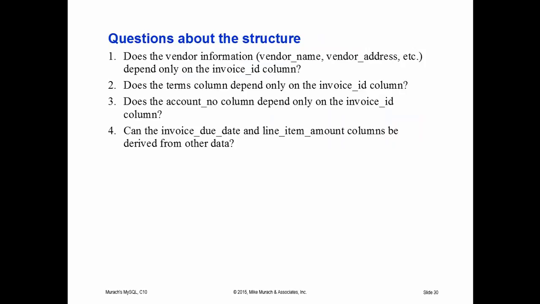So we start to ask ourselves questions about this just to see if indeed, does all the vendor information depend only on the invoice ID column? Or is there other stuff? Does the terms column only depend on the invoice ID column? Does the account number only depend on the invoice ID column? And can the invoice due date and line item be derived from other data? In English, what it says is this. If our primary key is the invoice ID, that means given the invoice ID, can you figure out all of the other information? If you can, all right, then you're in second normal form.